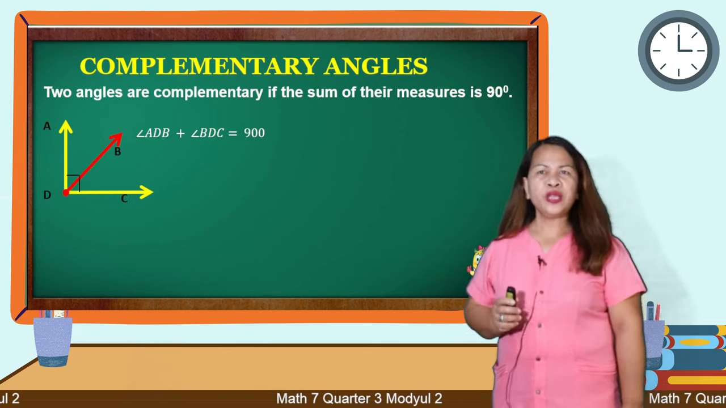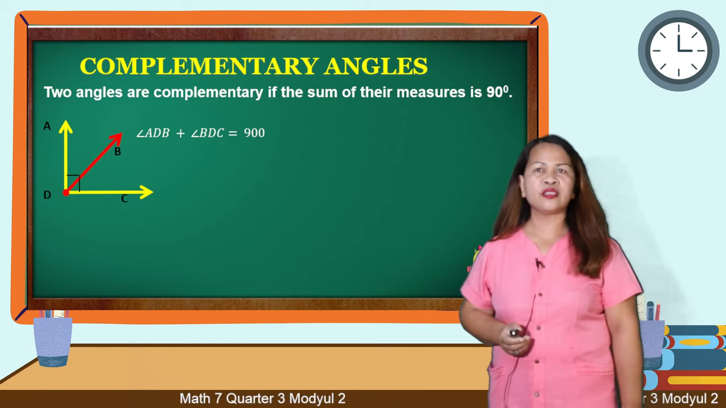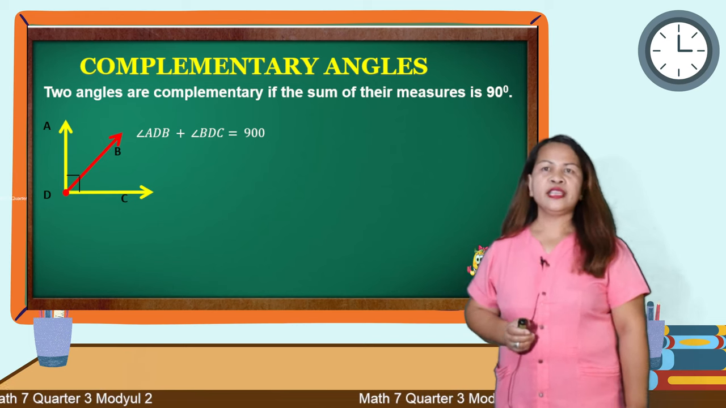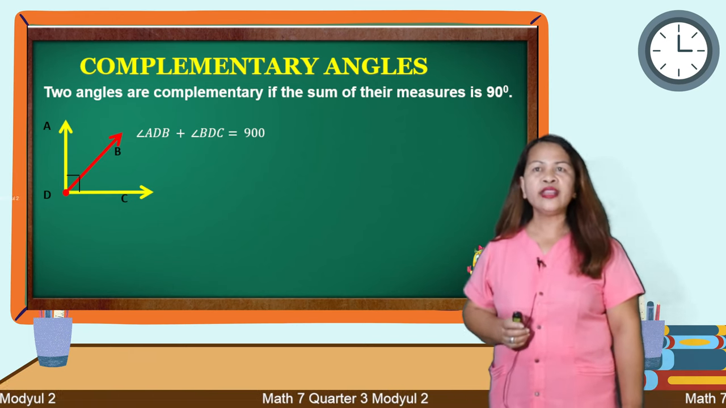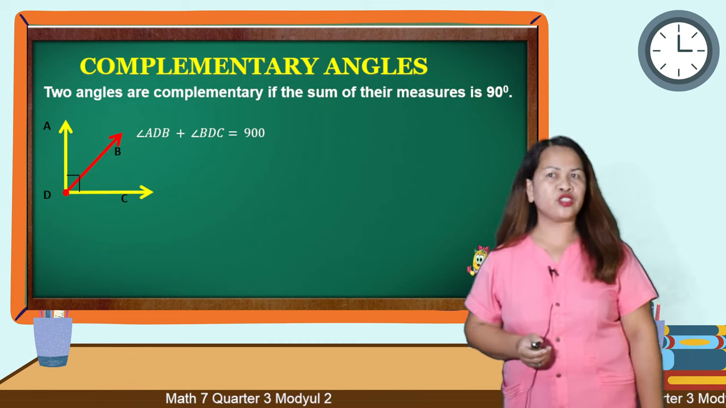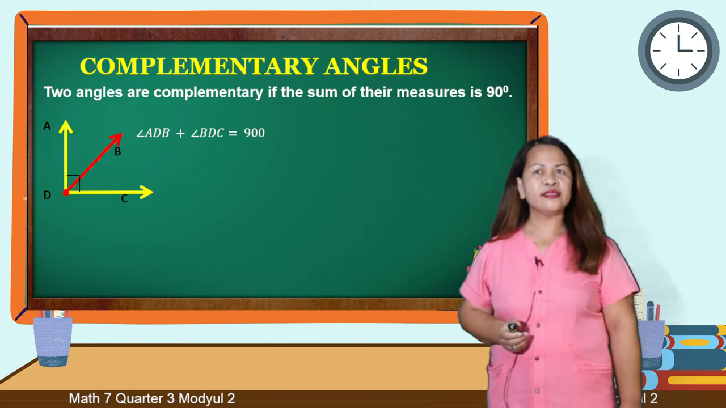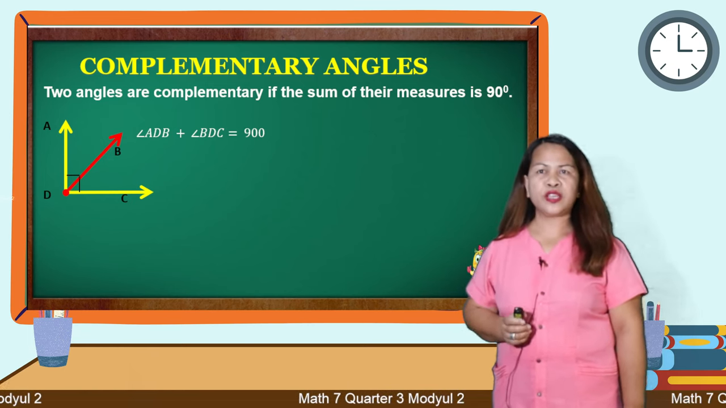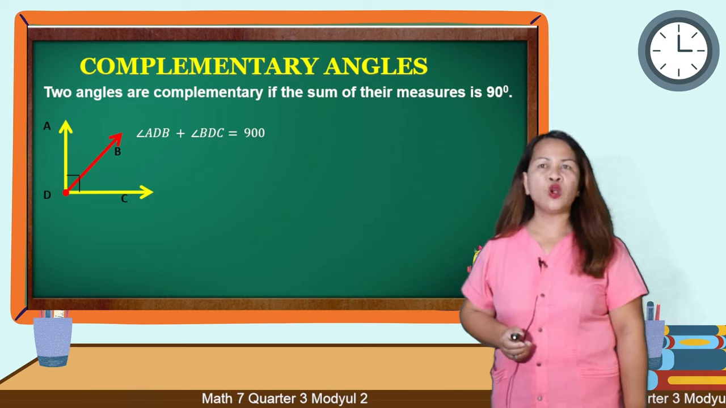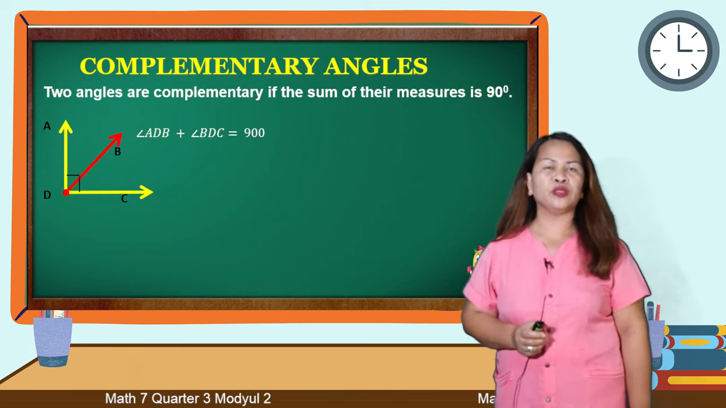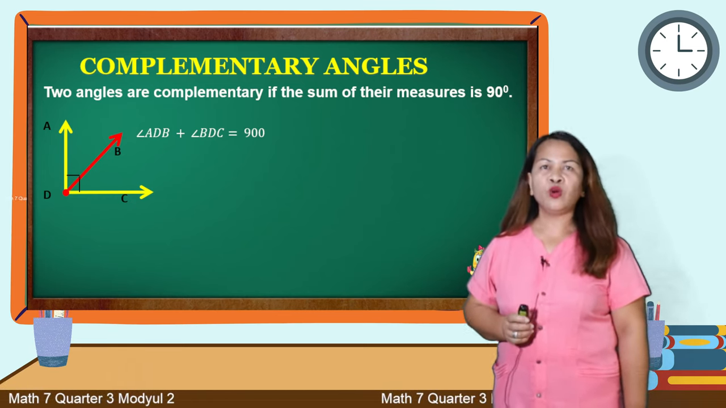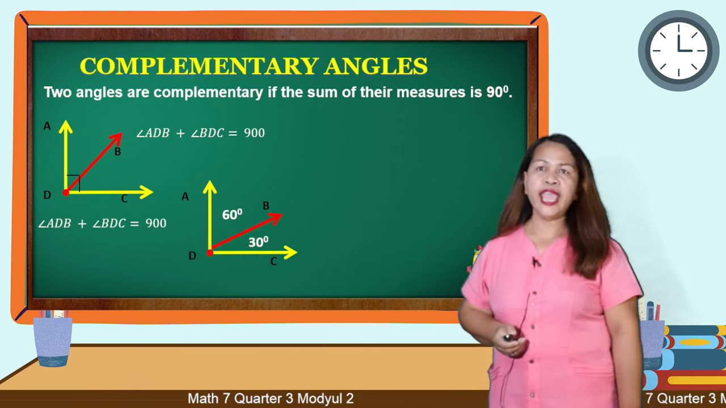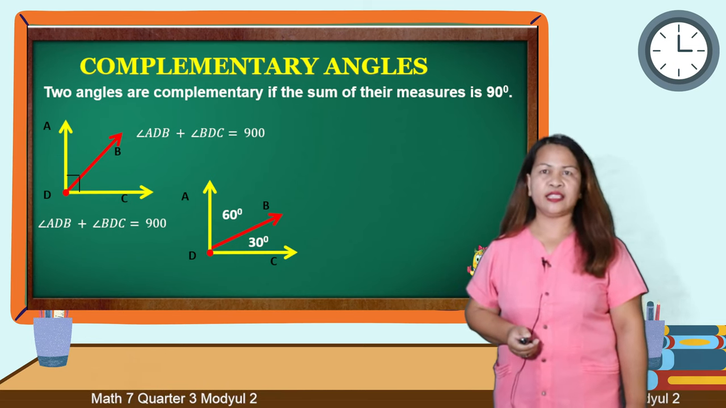Even though they don't have measures, how do you identify that their measure is 90 degrees? Yes, because of the mark on the illustration. And what do you call that mark? Yes, we call it a foot. Okay, very good. So if you see that one, it is equal to 90 degrees, or the two measures whose sum is 90 degrees. So angle ADB plus angle BDC is equal to 90 degrees.